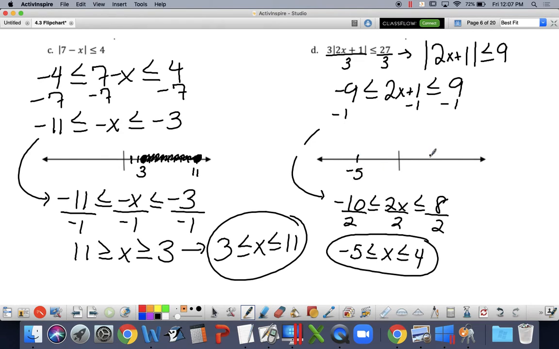And then I've got my answer here, closed circles, everything shaded in between. So that is how you algebraically solve the less thans. Let's move on and look at the greater than on the next page.